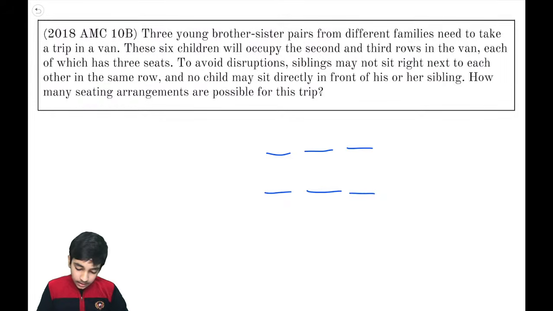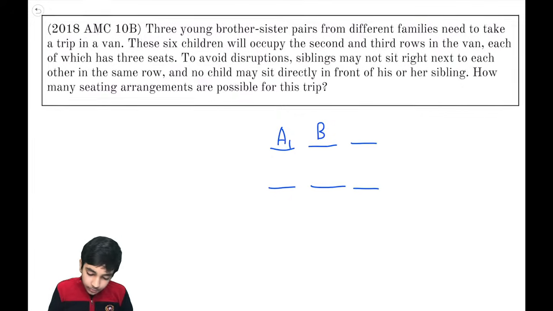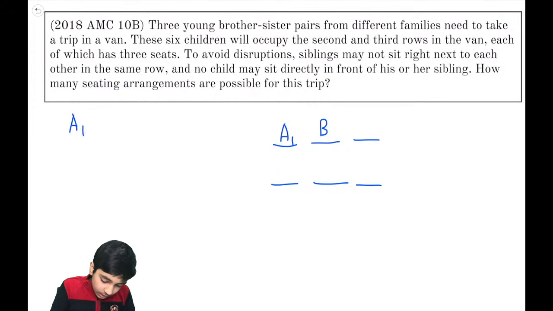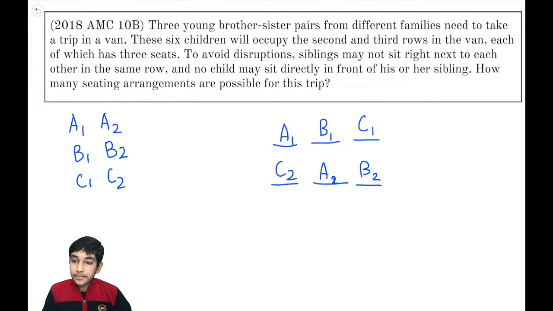Okay, so let me just give you a quick hint. The idea here is that the only case that works is if you have... let's say that we have three different brother-sister pairs: A1, A2, B1, B2, and C1, C2. So I'll just give you a hint. The only case that works is if there's one A, one B, and one C in the top row, and then one A, one B, and one C in the bottom row. This is the only thing that does work. And I'll explain the actual solution very shortly.